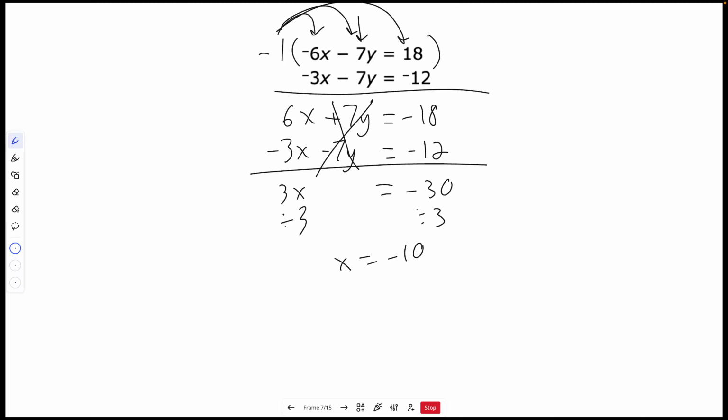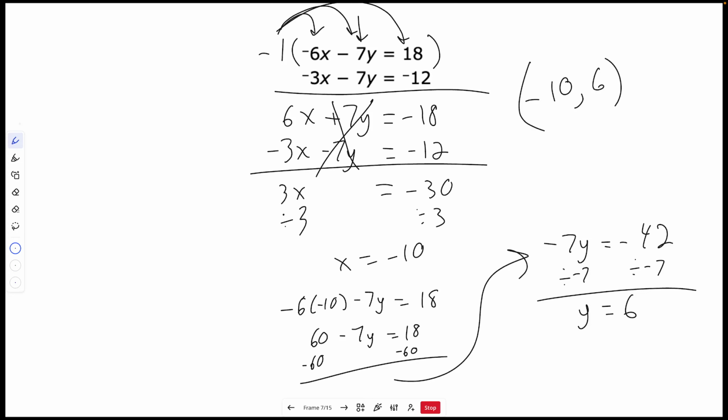And then if you substitute back in, and remember, let's substitute back into the original before we multiply by negative 1. So it would be negative 6 times negative 10 minus 7y equals 18. And here's the work for when you substitute in, you should get y equals 6. So your final answer is negative 10 comma 6. So again, if you add down and something doesn't eliminate, then we need to change something.